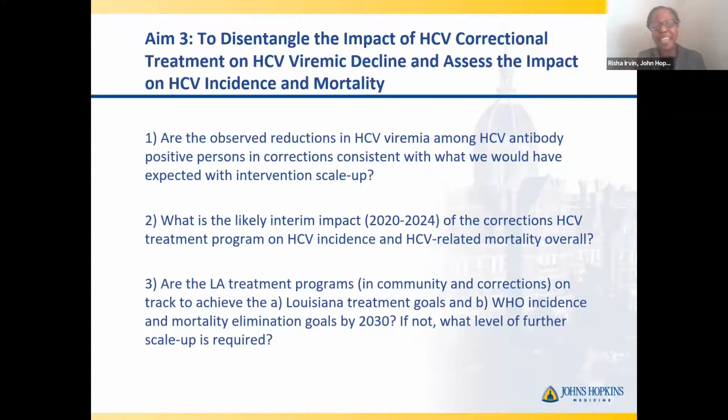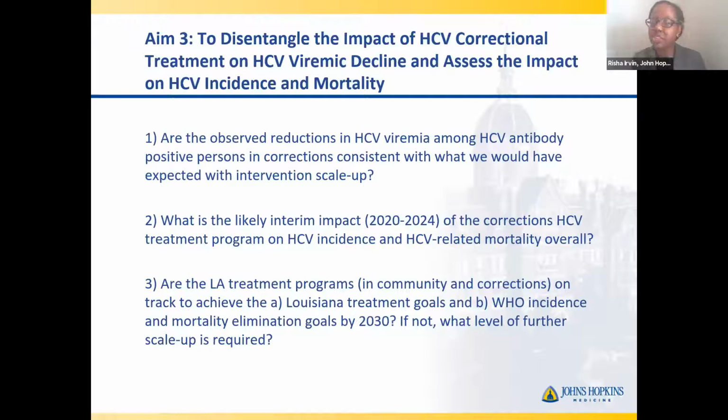So then we'll take the data that we have from AIM-1 and AIM-2, and AIM-3 really moves to model this data and look at the long-term implications and what might happen across the country if other states would take this model up. So we're essentially looking to answer kind of three questions.